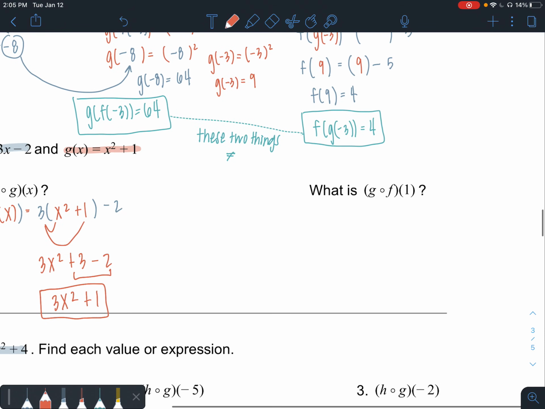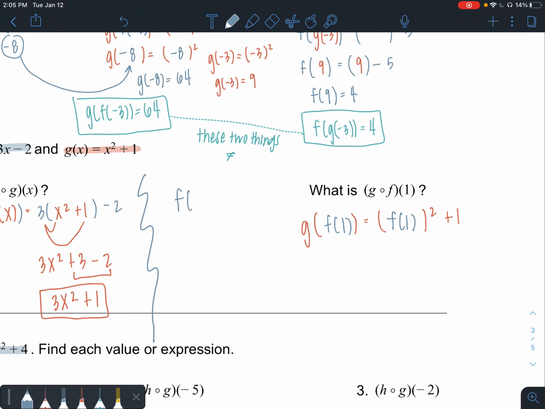All right, this next one here, g of f of 1. So we're going to take g of x, which is x squared plus 1, and plug f of 1 in there. Let's go ahead and find f of 1. If I do f of 1, I'm taking 3 times 1 minus 2, plugging that 1 into the f of x equation and simplifying. So 3 minus 2 is 1. So that's what I'm replacing with.